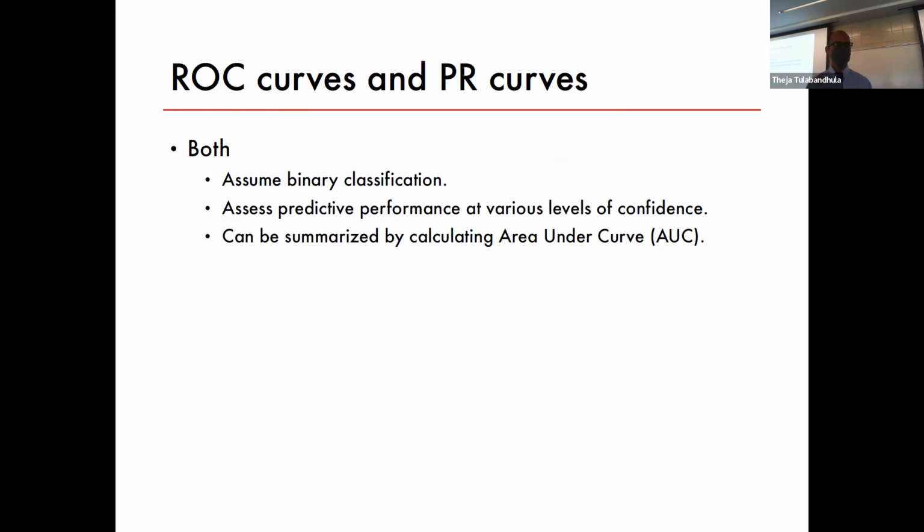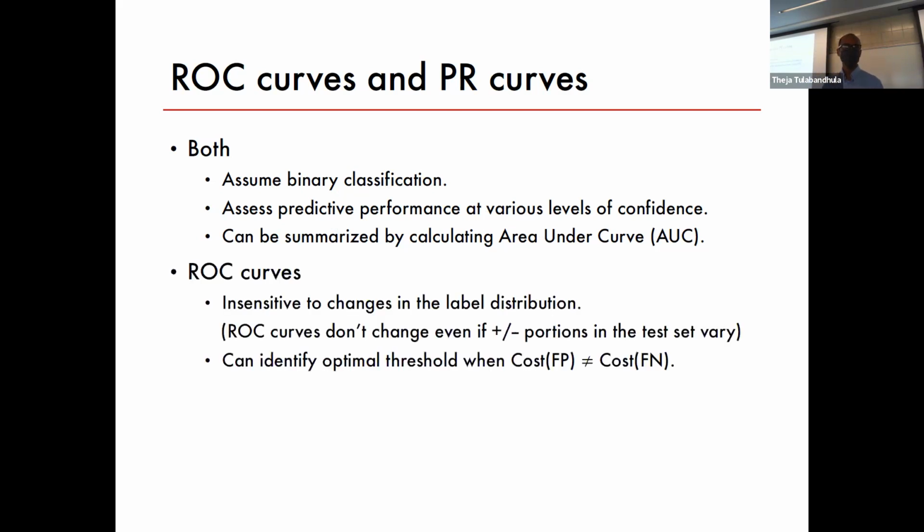Both help in assessing the performance of your classifiers at various levels of confidence. You can summarize both ROC curves and PR curves using area under the curve, but we're only talking about area under the curve for ROC curves so far. ROC curves are insensitive to changes in label distribution, and this is one of the reasons why the precision was off for highly imbalanced data sets. They can help you identify a good threshold when the cost of a false positive is very different from the cost of a false negative. If it's different, they help you understand the right choice to make to completely define a classifier.